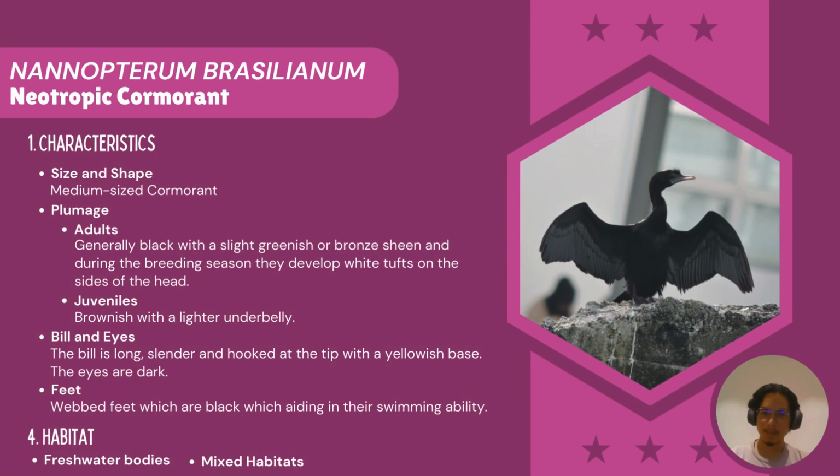And the last bird for our results part would be Nannopterum brasilianum, or its common name would be the neotropic cormorant bird. As for characteristics in terms of size and shape, they are a medium-sized cormorant, about 64 to 74 cm in length, with a wingspan of 100 to 150 centimeters. As for the plumage, the adults are generally black, with a slight greenish and brown sheen. During the breeding season, they develop white tufts on the sides of the head.